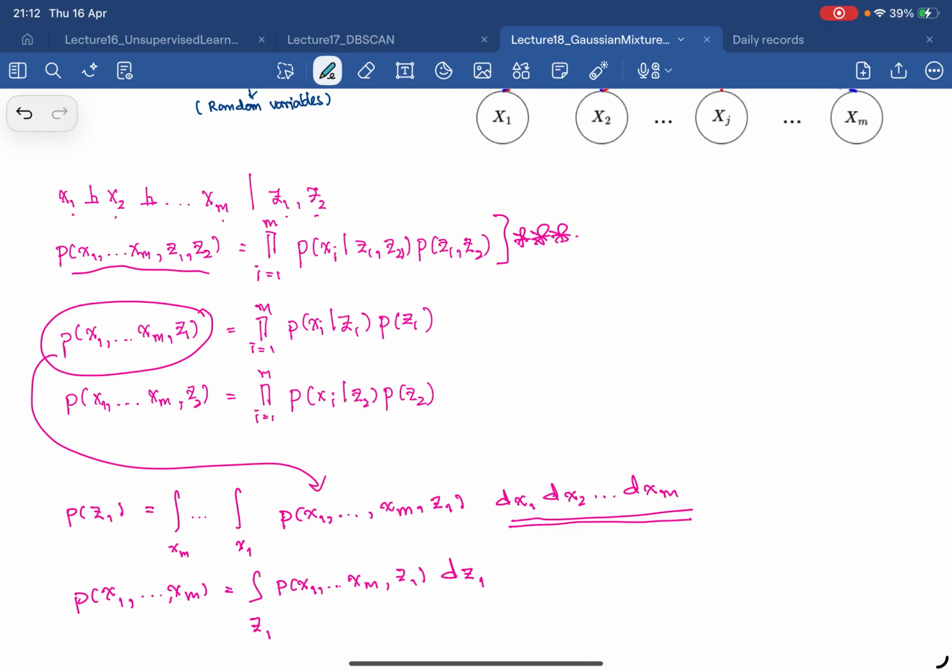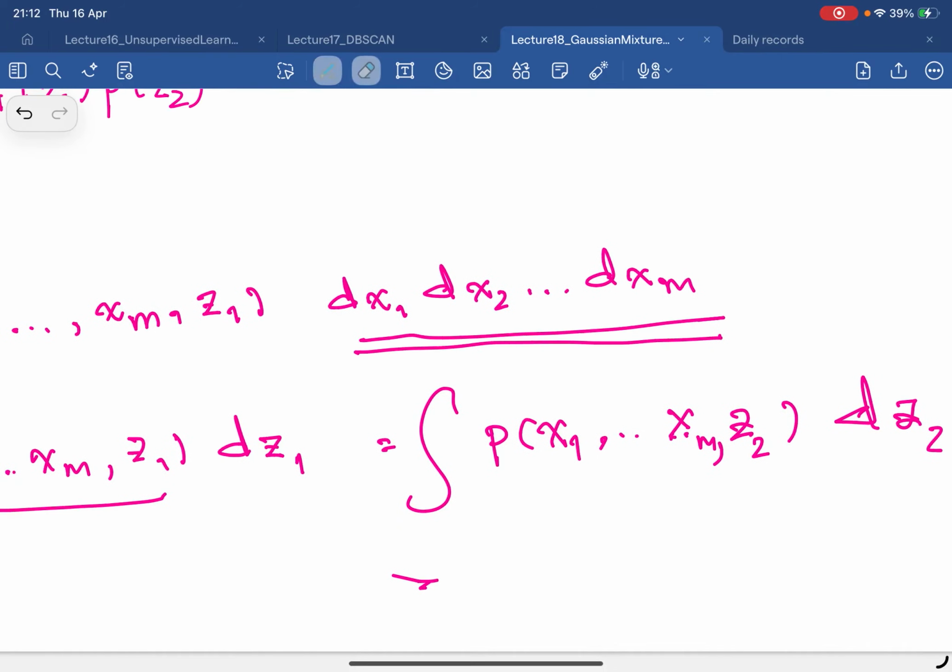On the other hand, if someone asks you what is the probability of x1 up to xm, then you can use the joint probability between x1 up until xm and z2. You can do the same and marginalize z2 out. Or you can use that big joint probability and marginalize Z1 and Z2 out. They should result in the same.